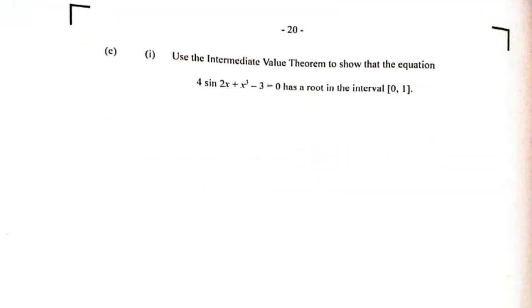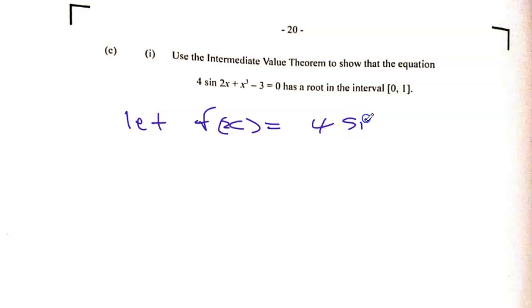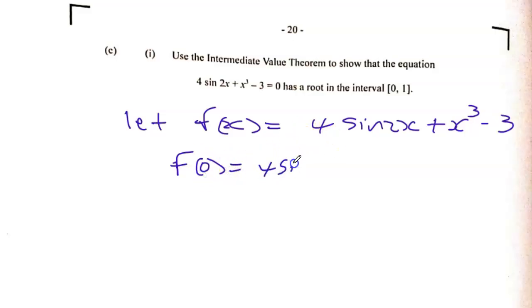Part C. Use the intermediate value theorem to show that the equation has a root in the interval 0, 1. So we can let f of x be equal to 4 sine 2x plus x cubed minus 3. So we can find f of 0. f of 0 would be equal to 4 sine 0 plus 0 minus 3, which would be equal to negative 3.